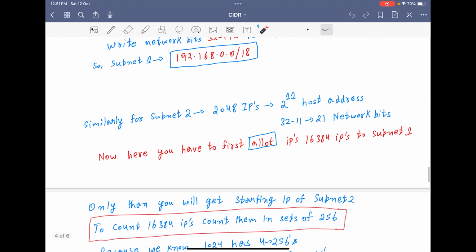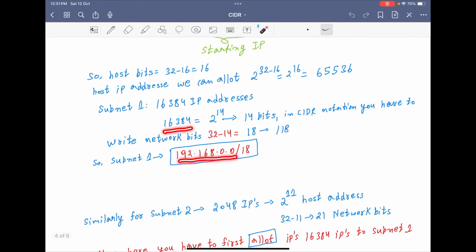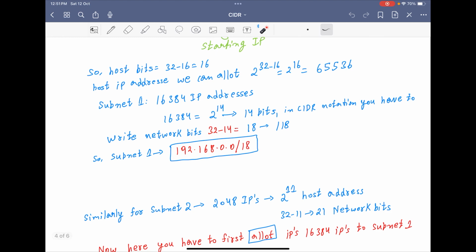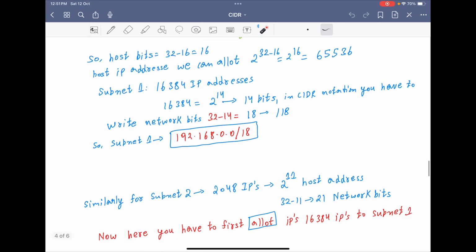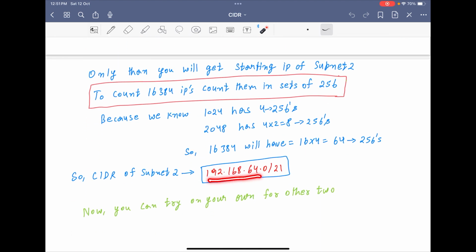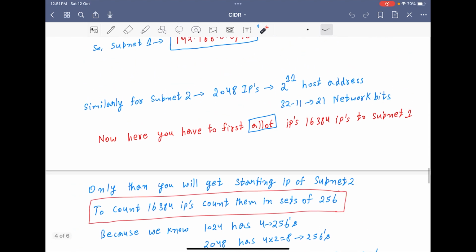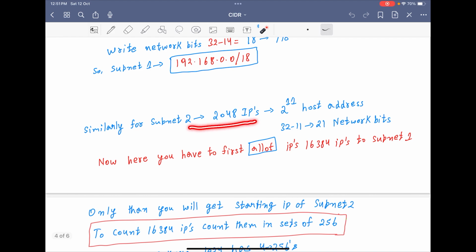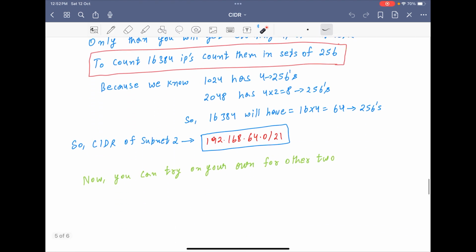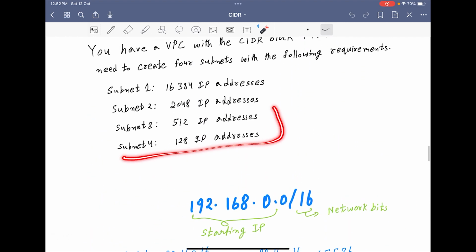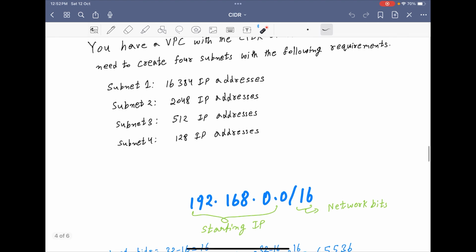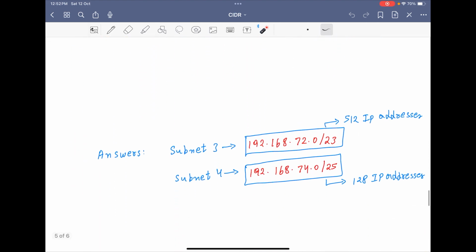and the starting IP of subnet 2 will be .64.0. Why .64.0? Because in the first part of the CIDR block we have already allotted 16,384 IPs. So after the 16,384th IP we can start the next subnet, and that starting number will be this one. I have also explained why the network bits will be 21, but maybe I can explain again. For subnet 2 we need to allot 2048 addresses, so 2048 you can write as 2 to the power 11, so 2 to the power 11 means 21 network bits. Now you can try on your own for the other two. Maybe you can pause the video and try. The answer will be this. You can verify if you have calculated the right answer.